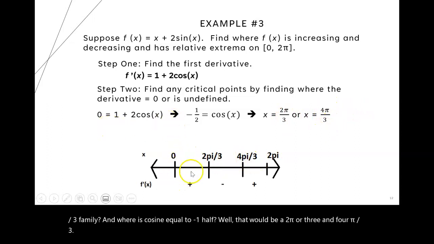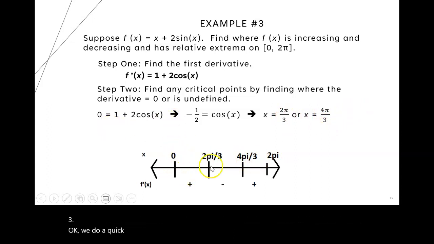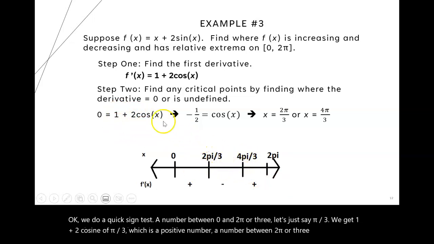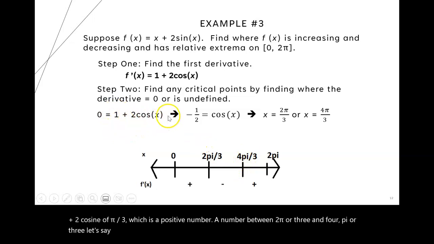Okay, we do a quick sign test. A number between 0 and 2 pi over 3, let's just say pi over 3, we get 1 plus 2 cosine of pi over 3, which is a positive number. A number between 2 pi over 3 and 4 pi over 3, let's say pi. When you work this out, you're going to get a negative number, and then a positive number bigger than 4 pi over 3.